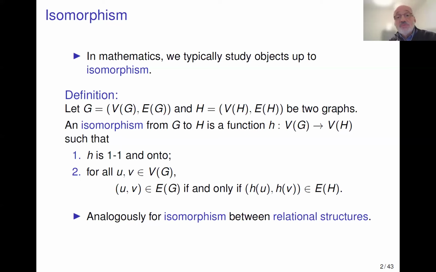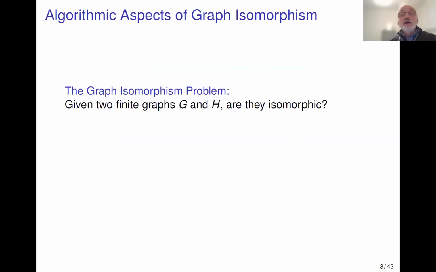If we have two graphs, they are isomorphic if there is a function h from the vertices of the first to the vertices of the second, which is a bijection, and for all pairs of nodes in the first graph, there is an edge between them if and only if there is an edge between their images in the second graph. Of course, this can be generalized to the notion of isomorphism between relational structures. Again, our focus here will be on finite graphs and on finite relational structures in general.